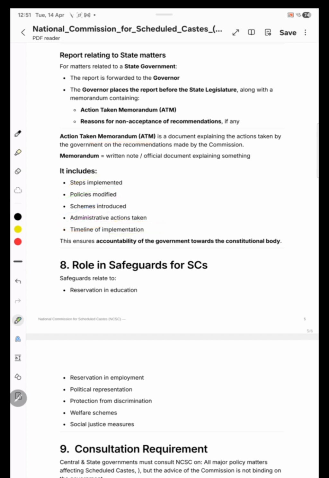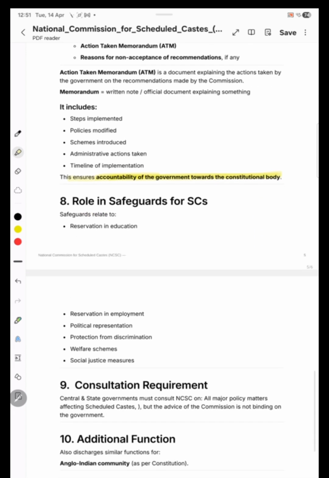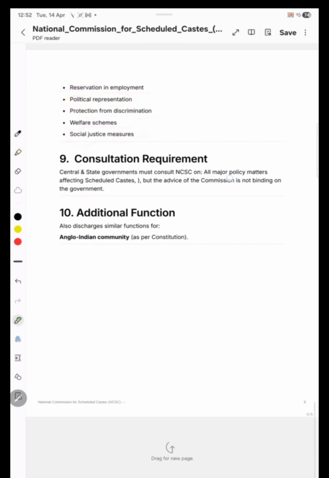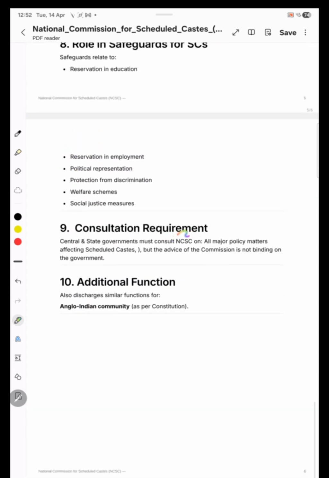Okay, so why is this done? Because this ensures accountability of the government towards the constitutional body. Okay, so this ensures accountability, it improves the accountability, right? Now the role in safeguards for scheduled caste. So safeguards related to reservation in education, reservation in employment, political representation, protection from discrimination, welfare schemes, social justice measures, right? Now coming to the consultation requirements.